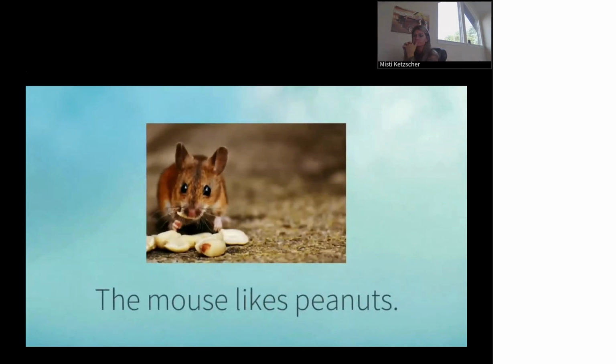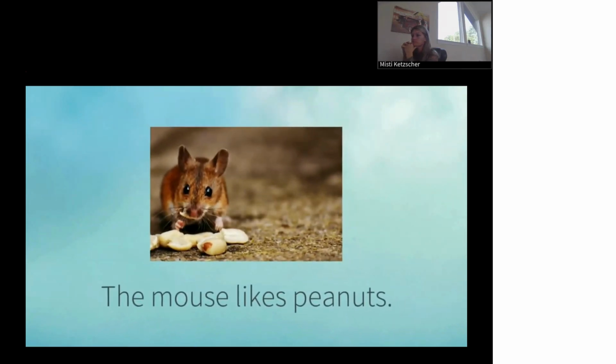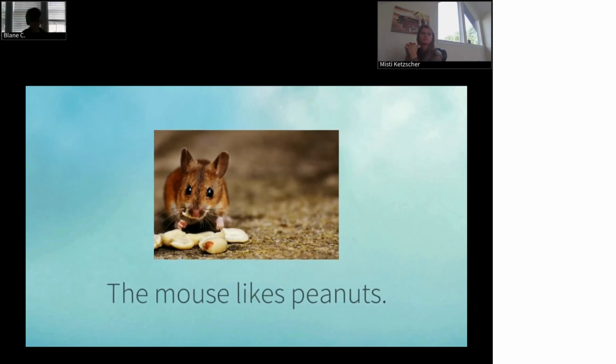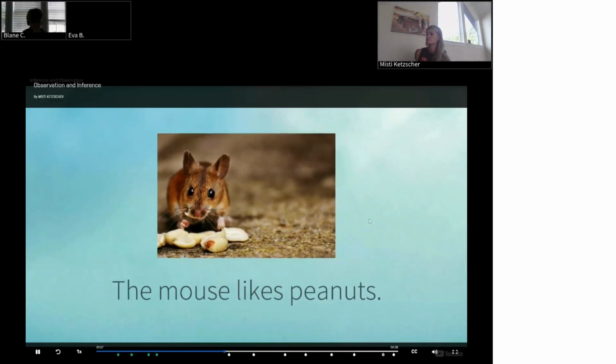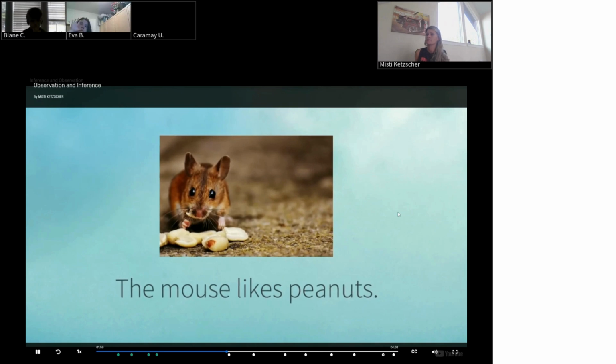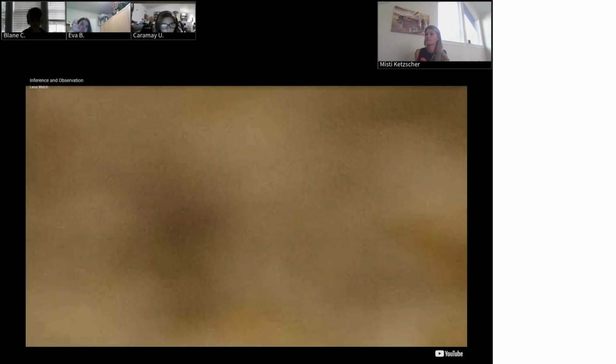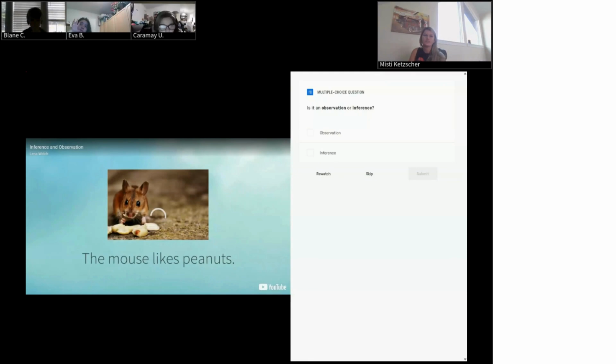The mouse likes peanuts. Is this statement an observation, or is it an inference? You'll see on the next slide. All right. Is it an observation or an inference? All right, Eva. Well, an observation is using your senses. But here's the thing. We don't know if the mouse likes peanuts or not. So it's an inference. That is absolutely correct.